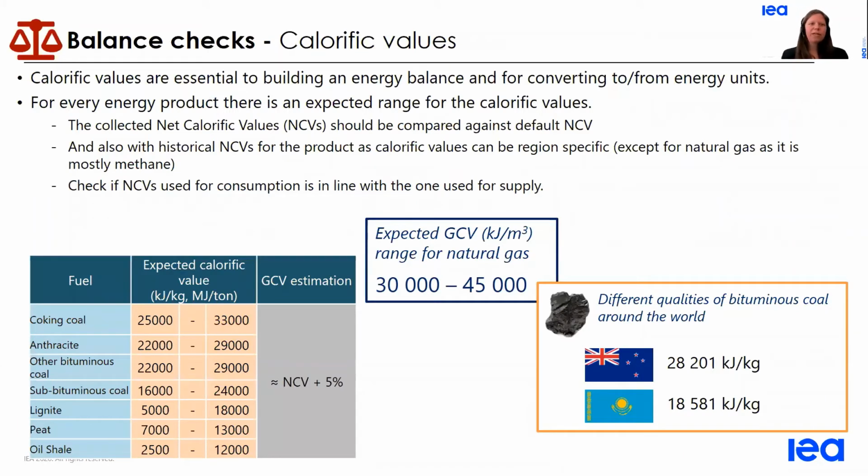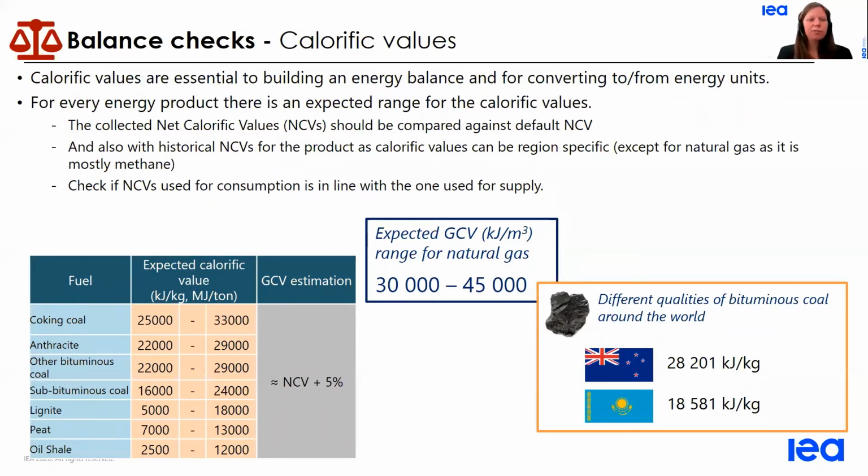I'm coming now to the calorific values. So calorific values, as you've seen before, are essential to build an energy balance as they convert from the physical to energy units. And for every energy product, we expect to have the calorific values in a specific range. Coal calorific values won't have the same range as gas calorific values, for example. And so it's good as a first validation to compare the collected calorific values against the default.